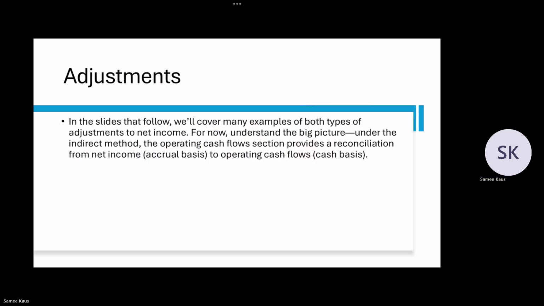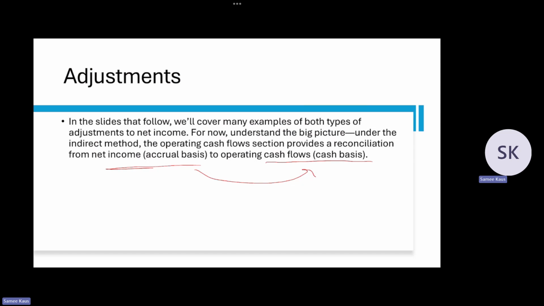Whatever you do, know how to do this, know the adjustments for the cash flows from operating activities, because I'm going to explain it to you in a way that makes sense to me. But at the end of the day, this chart is completely foolproof. I'm not the biggest fan of memorizing things, but if you memorize this, there's really no question that you can be asked that you won't be able to answer. In the slides that follow, we're going to cover a bunch of different adjustments to net income. Just understand what we're trying to accomplish: we're trying to take my net income from accrual-based accounting and change it into cash-based accounting for my operating activities to start with.